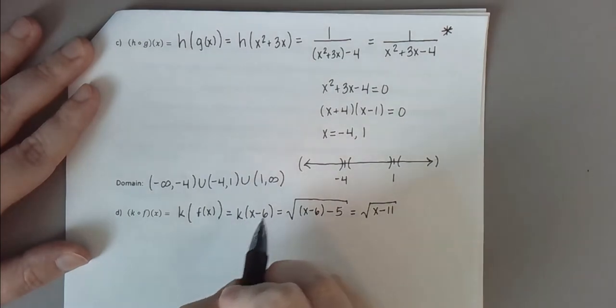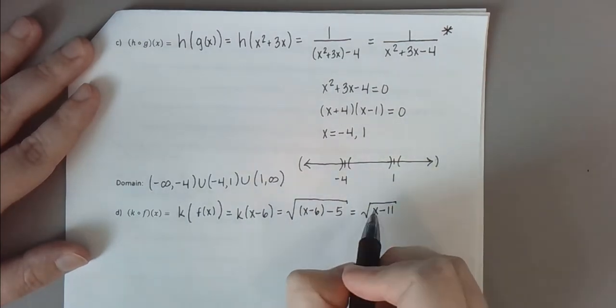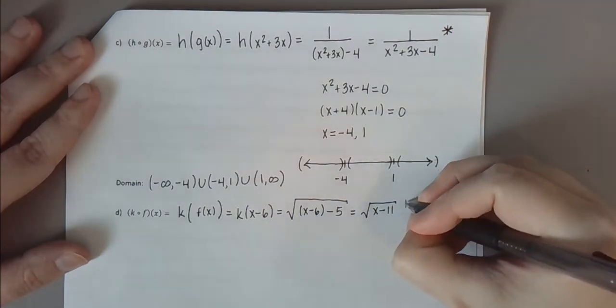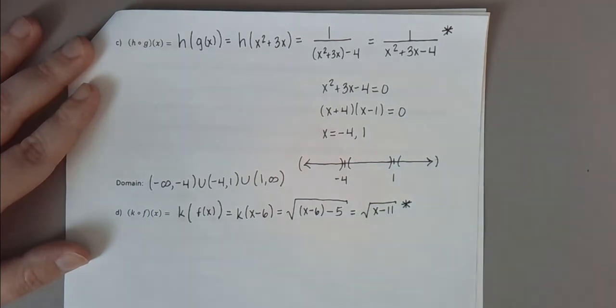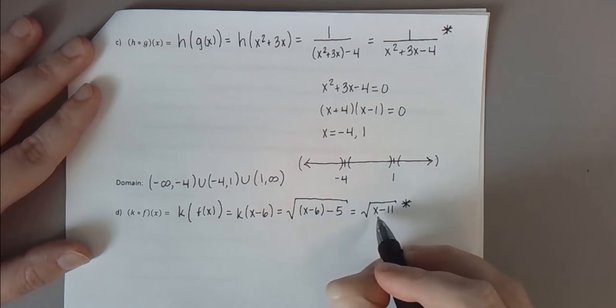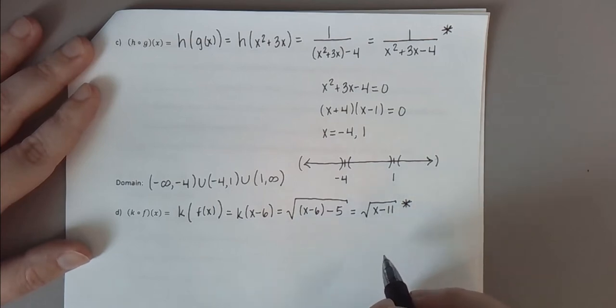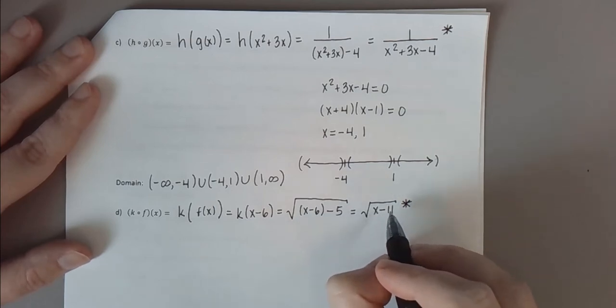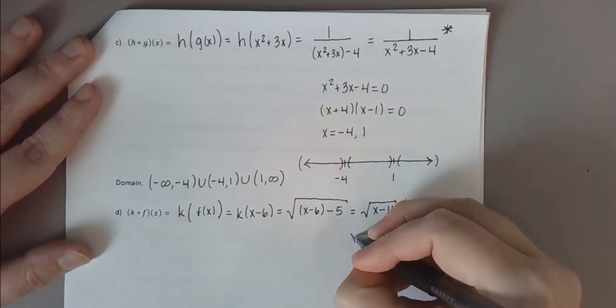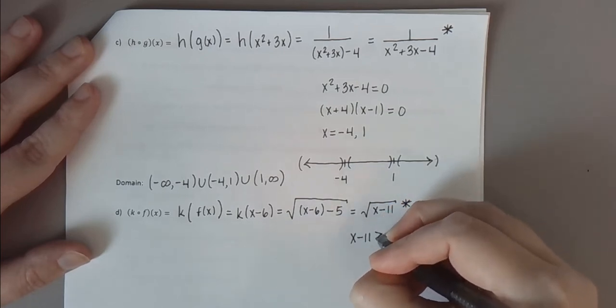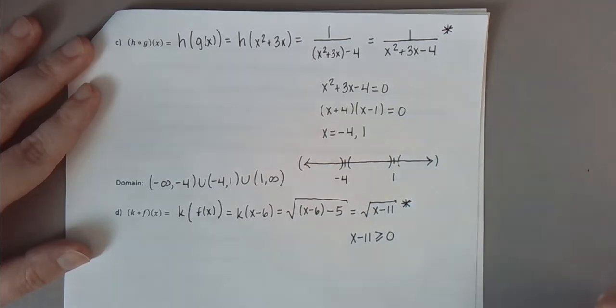Now we didn't have any domain issues here, but our final function is now a radical function, and we do have potential issues with the domain with a radical function. So we have to make sure we're not plugging in any x values that would make our radicand a negative number. So x minus 11 must be greater than or equal to 0. That is the only way this expression will be defined in terms of real numbers.